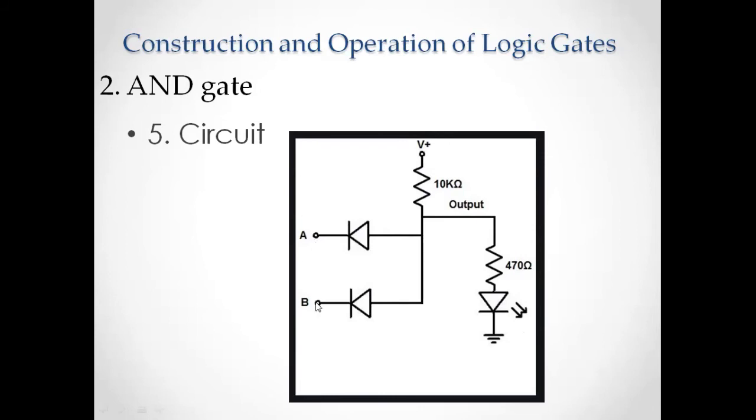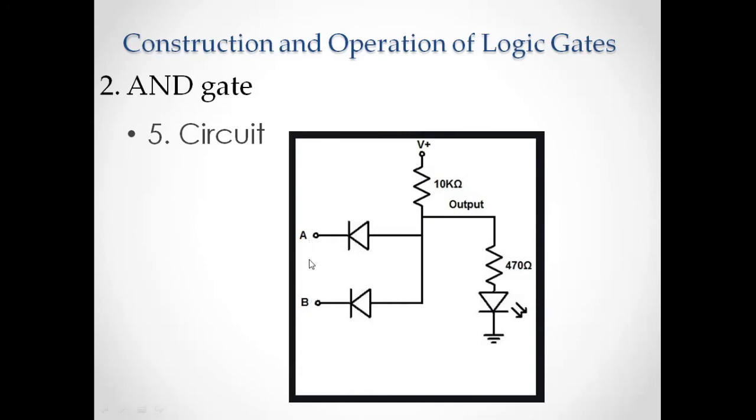When A is 0 and B is 0, which means both A and B are at low values, or when A and B are connected to ground. 0 at A or B means the terminal is connected to ground. Then what happens? The voltage here creates a current which will go through the diode. It will not go through the LED, and the LED will not glow. This is the case when A is 0 or B is 0 or both A and B are 0.